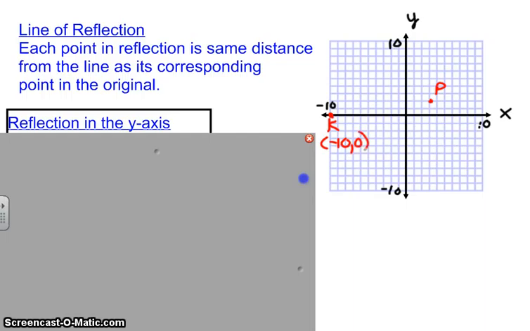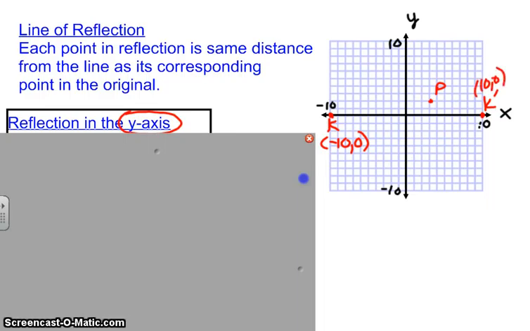Good. Negative 10, 0. So if we're going to reflect that point in the y-axis, where will it end up? When it says in the axis, you could replace the word in with over, right? You're reflecting it over or across the y-axis. So where would it end up? Hannah? Can you actually give me the location? Good job, 10, 0. So here would be the image, or K prime. It ends up at 10, 0.